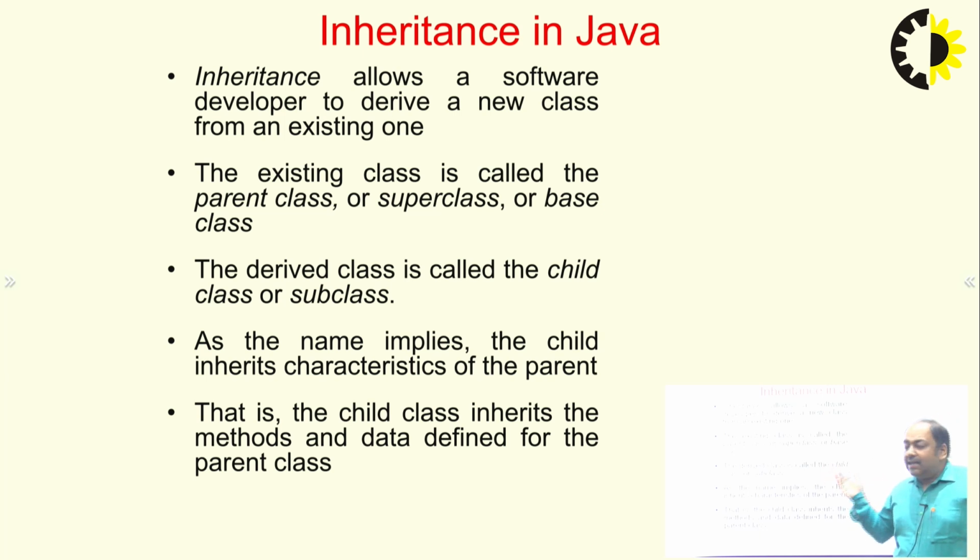The same concept we use in programming. There is one parent class, and the methods or functions which we define in the parent class can be used in a derived class, which I will show through an example. The child class inherits the methods and data defined for the parent class.